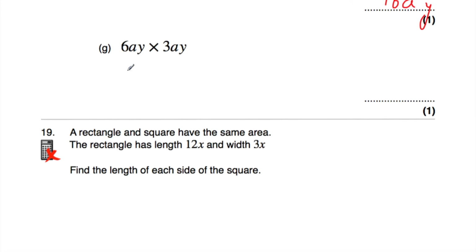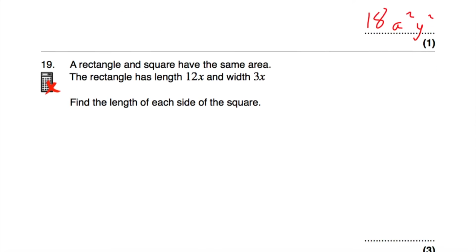So part G, we've got 6ay multiplied by 3ay. So 6 times 3 is 18. Then we've got a times a, that's a squared. And then y times y is y squared. So that means that 6ay multiplied by 3ay would be 18a squared y squared.